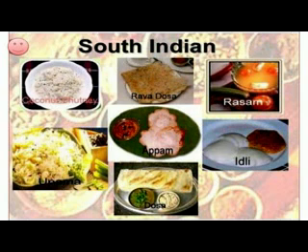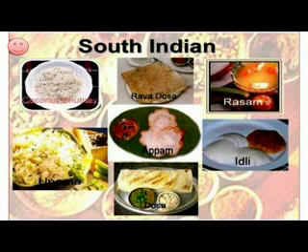Fourth one is South Indian food. South Indian cuisine includes the cuisines of the five southern states of India, Andhra Pradesh, Karnataka, Kerala, Tamil Nadu, and Telangana, and the union territories of Lakshadweep, Pondicherry, and the Andaman and Nicobar Islands. There are typically vegetarian and non-vegetarian dishes for all five states.